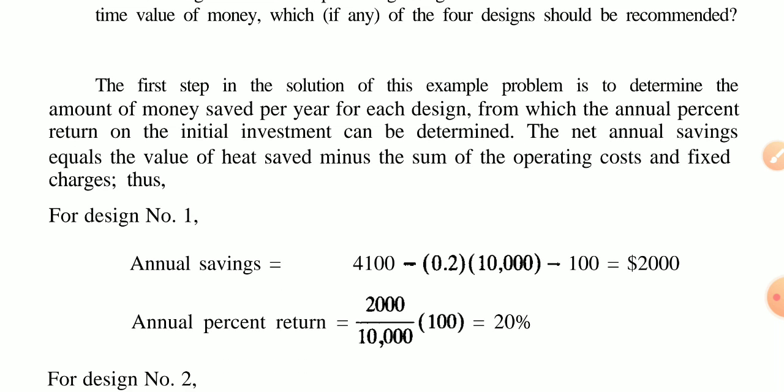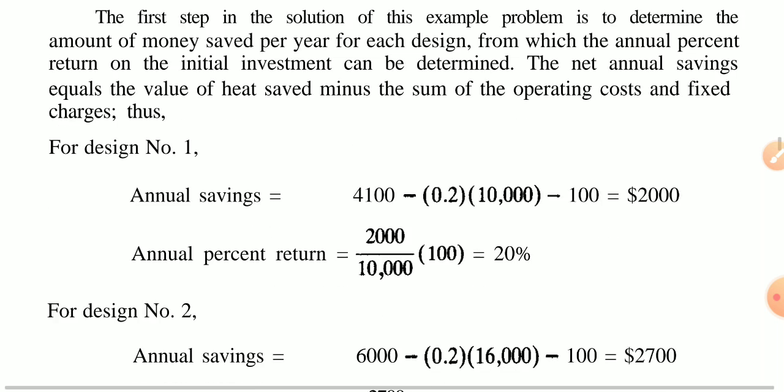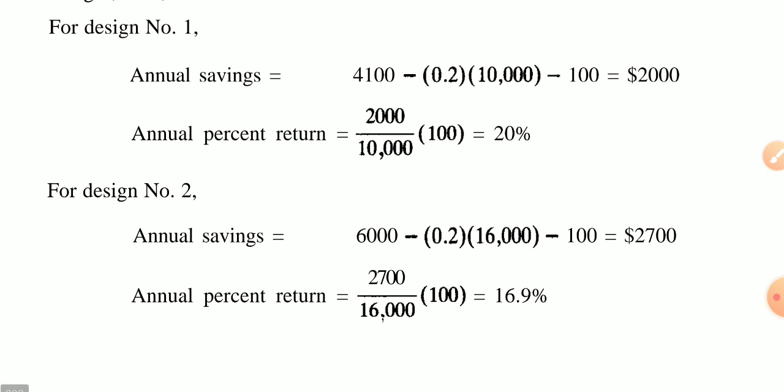The first step in the solution of this example is to determine the amount of money saved per year for each design, from which the annual percentage return on the initial investment can be determined. The net annual savings equal the value of heat saved minus the sum of the operating cost and fixed cost charges. This is the calculation: annual savings 4100 minus 0.2 multiplied by 10,000 minus 10 is equal to $2,000.